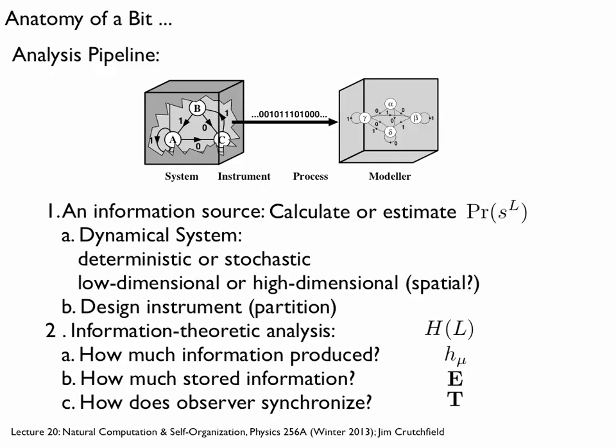All of this assumes that you start with the word distribution. You estimate that empirically, or maybe you have a theoretical model and you can calculate these. And then this can start with some dynamical system or stochastic process. We can talk a little bit about spatial systems, cellular automata, and then you have to be careful how you design the partition of this.